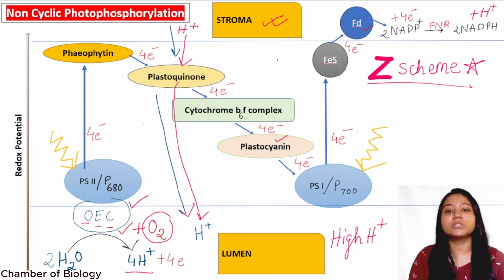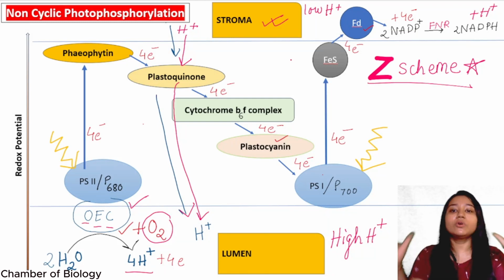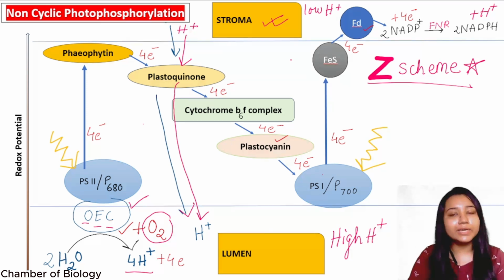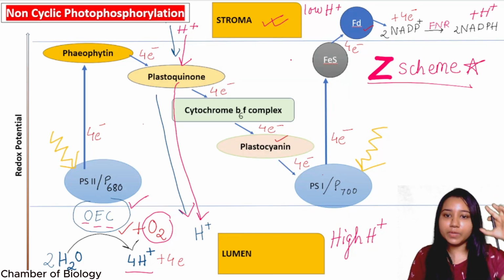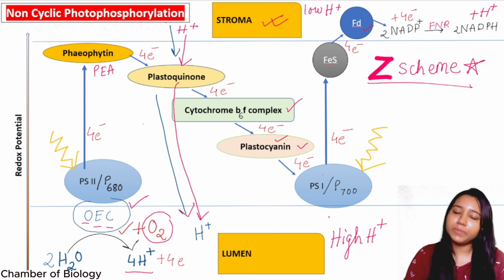So stroma region is going to have low H plus concentration. Okay. So students, in this non-cyclic transport, I hope all of you are clear that there is going to be a Z scheme, because P680 is going to be excited, transfer the electron to the pheophytin, primary electron acceptor PEA, I am just writing, then plastoquinone, then cytochrome b6f complex, then plastocyanin, then finally to the PS1.